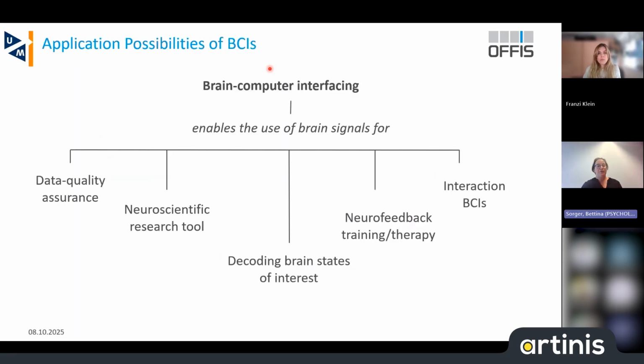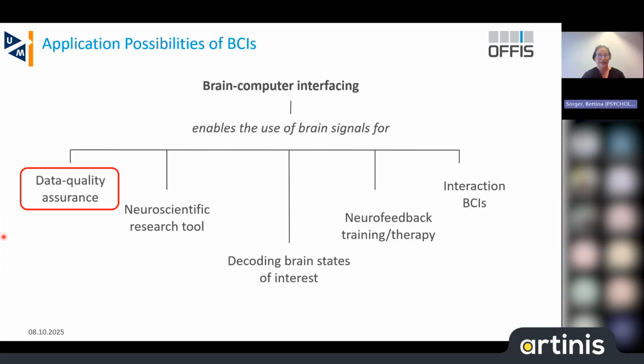When we look at the application possibilities, they are really manifold. So brain-computer interfacing enables the use of brain signals for first data quality assurance. I really like that because what you can do is, actually, any experiment should have a data quality assurance by real-time analysis, because you can see immediately whether signal quality is good. You can see, for example, if a subject moves too much, you can give feedback on that. You can maybe improve the measurements ongoing. You can also see whether the subject is compliant, and so on.